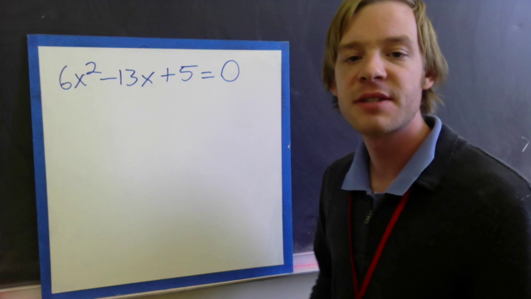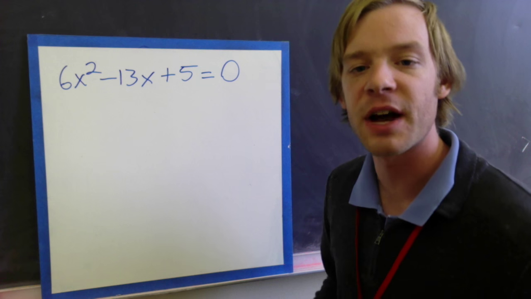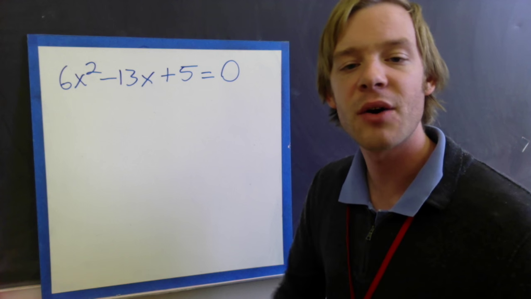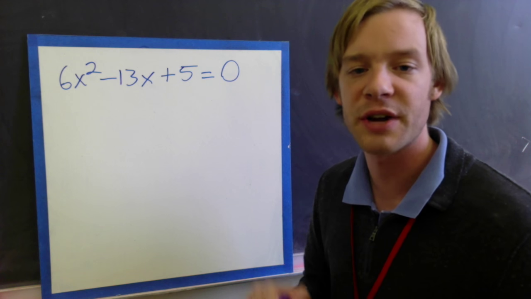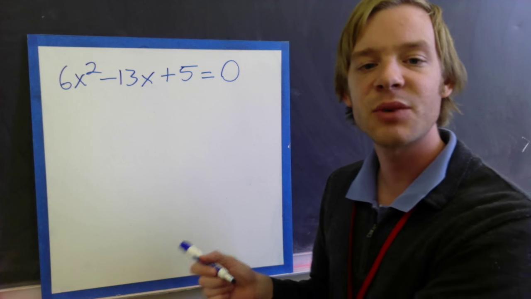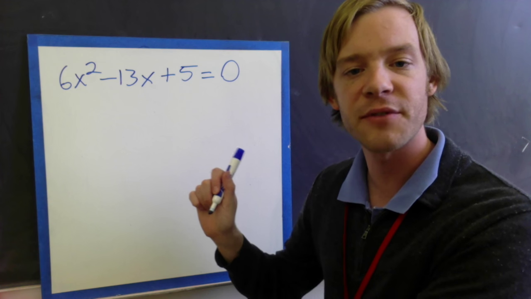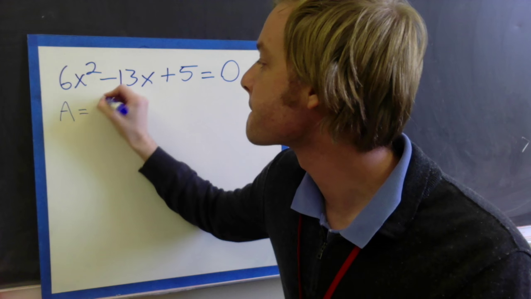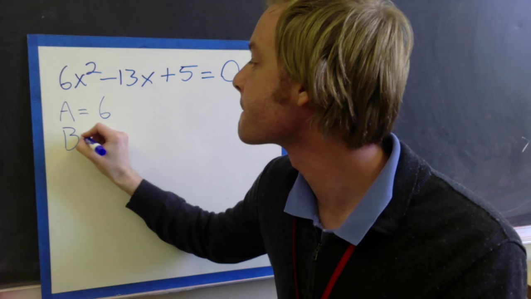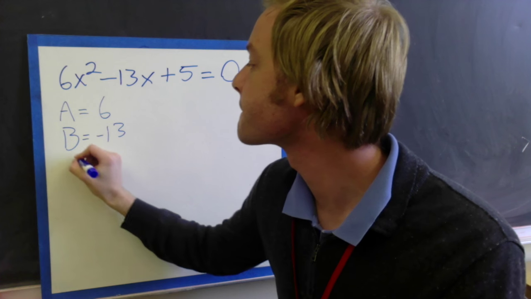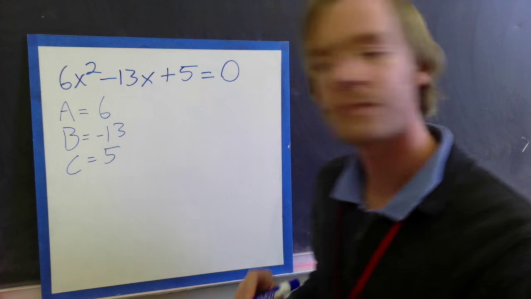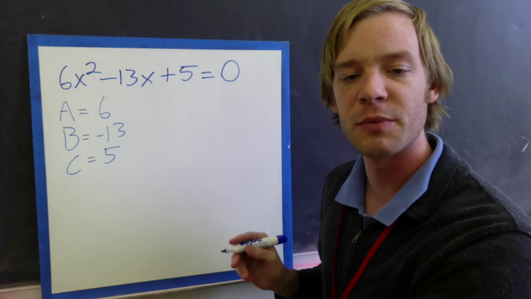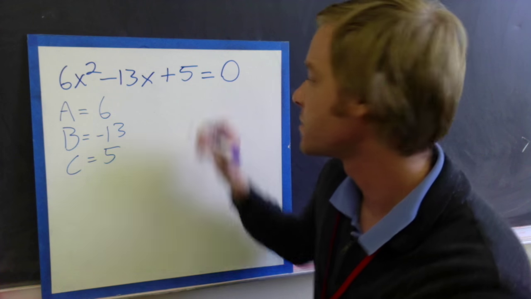Alright, so I have 6x squared minus 13x plus 5, and that equals 0. We're already in standard form. We don't have to worry about putting it in standard form. Now all we need to do is plug into our quadratic formula. So I'm going to say a equals 6, b equals negative 13, and c equals 5. So I have my three letters here. I'm going to rewrite my formula over here a little bit smaller just so I have it to work with.